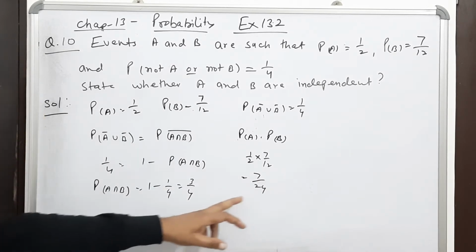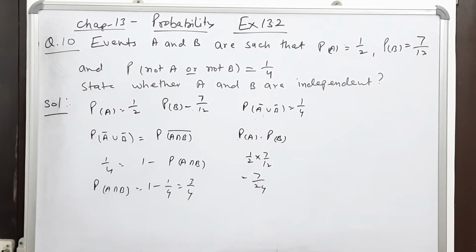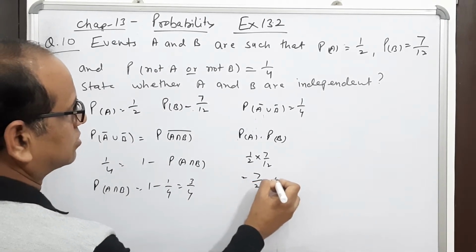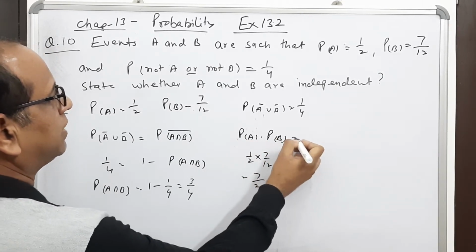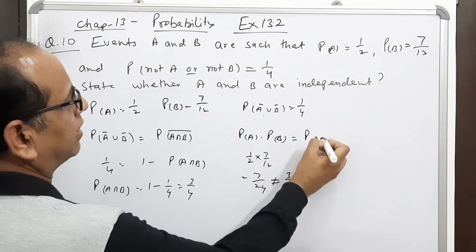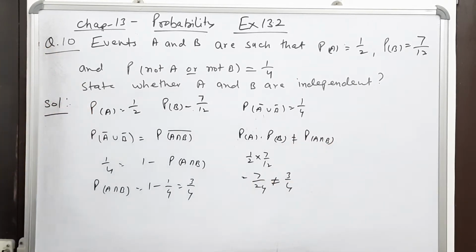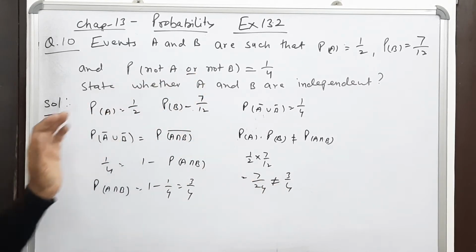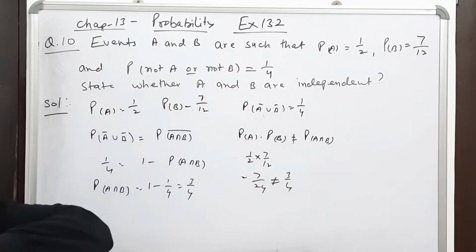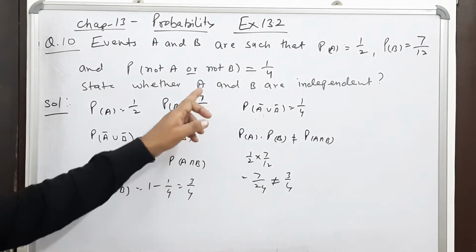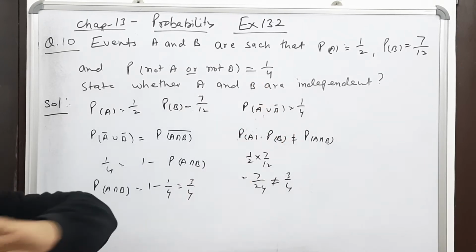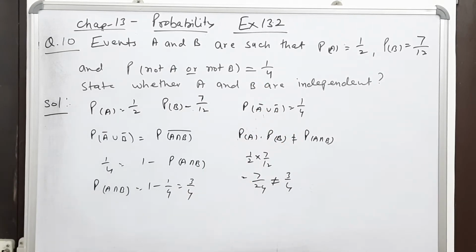Now what you observe here, this 7 by 24 is not equal to 3 by 4. So P(A intersection B) is not equal to P(A) times P(B). When these two are not equal, then we say that A and B are not independent events. They are dependent events, and we had to prove whether they are independent. So the answer is a big no for this. I hope it is clear to you. Now the next problem.